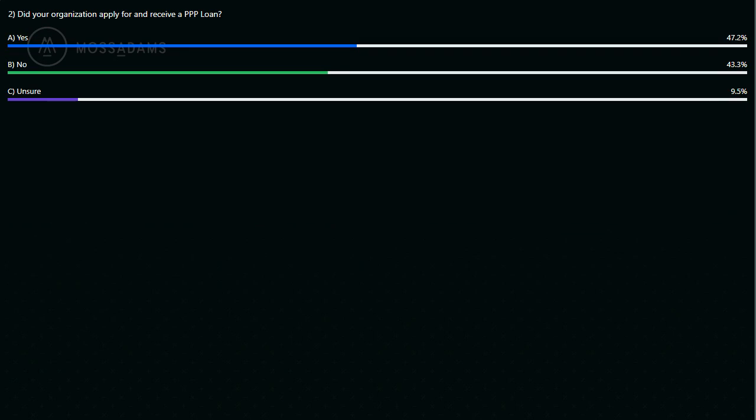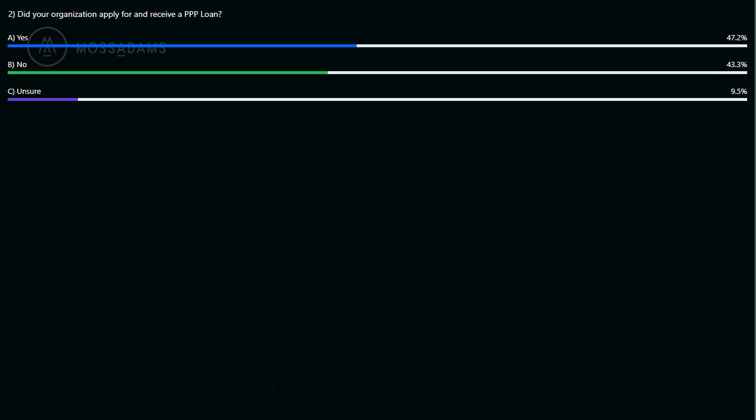All right, well, here are the results to the second polling question. So almost half received a PPP loan and about half did not. I know that some of the larger nonprofits that I work with did not apply because they were not scoped in, had too many employees to actually qualify for the PPP.